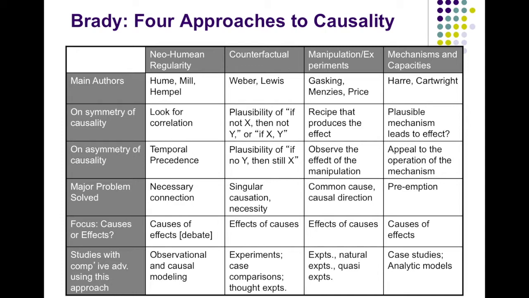Now the fourth approach, and this is where I'm going to focus most of our attention, is on what's called the mechanisms and capacities approach to explanation. And this is related to the work of philosophers of science like Rom Harré and Nancy Cartwright. And so here we're looking at whether there's some plausible mechanism or process through which the implied cause, A, leads to and generates the observed outcome, B, right?